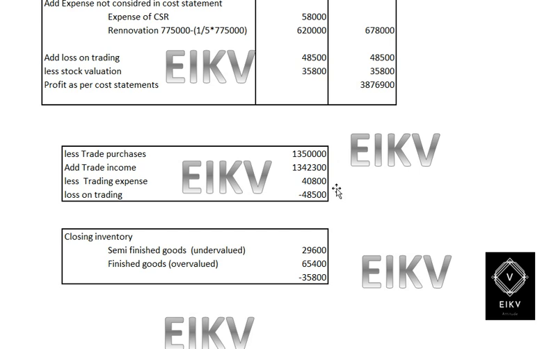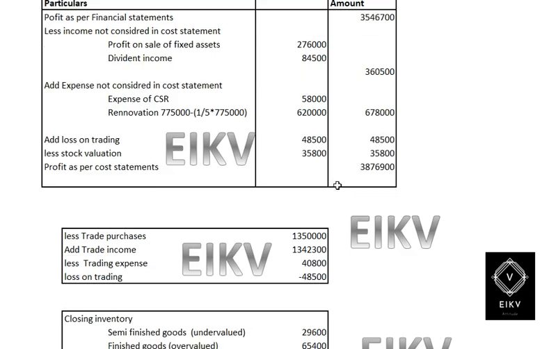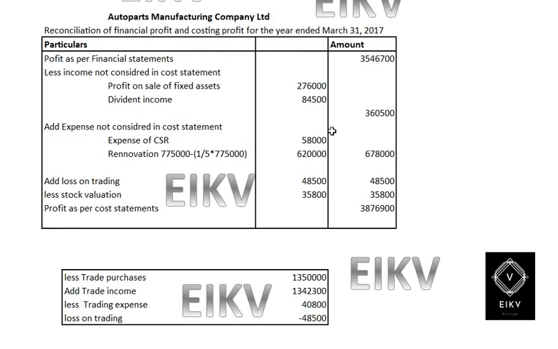Therefore, we will get a loss of rupees 48,500. So the loss of rupees 48,000 is already affected in financial statement, but the loss of trading activity will not form part in cost statement. Therefore, we need to add such amount.